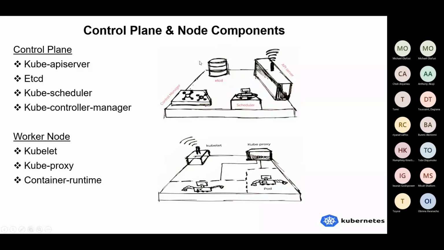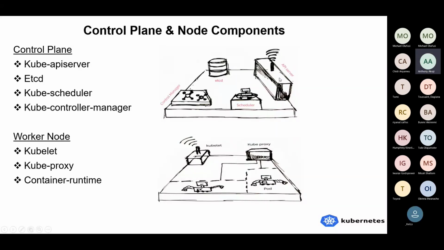Let's take the API server as an antenna that receives communication from the admin who is trying to access a Kubernetes cluster. It picks up information: okay, this is the command that is coming in, and I want it to do this. It receives the command, acts on it, and shares it with the worker nodes.